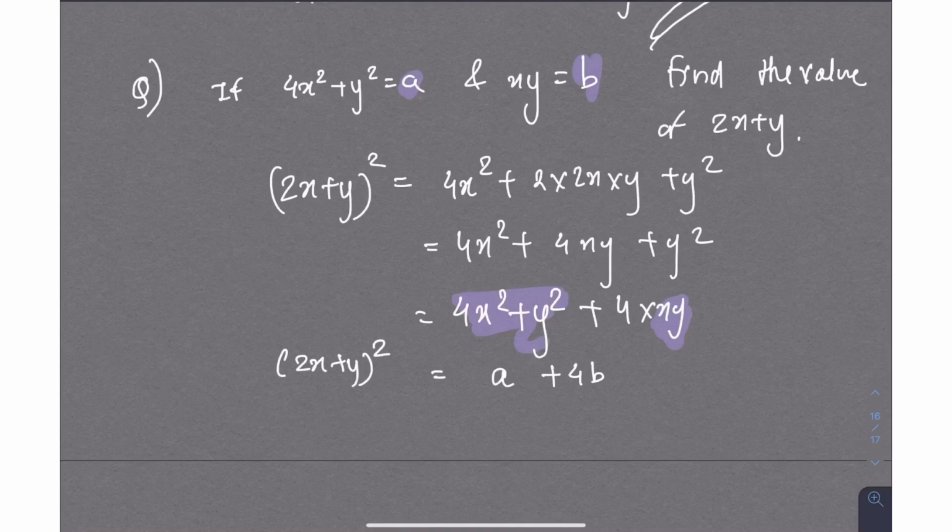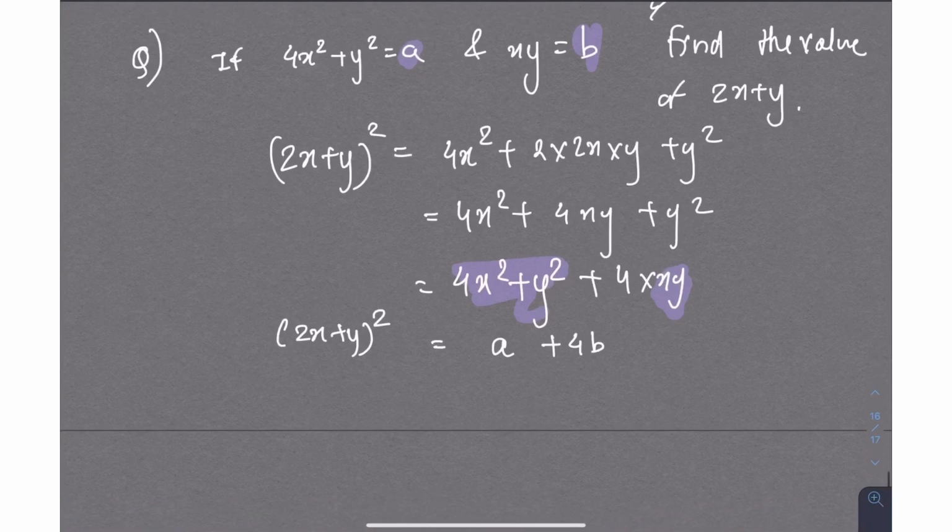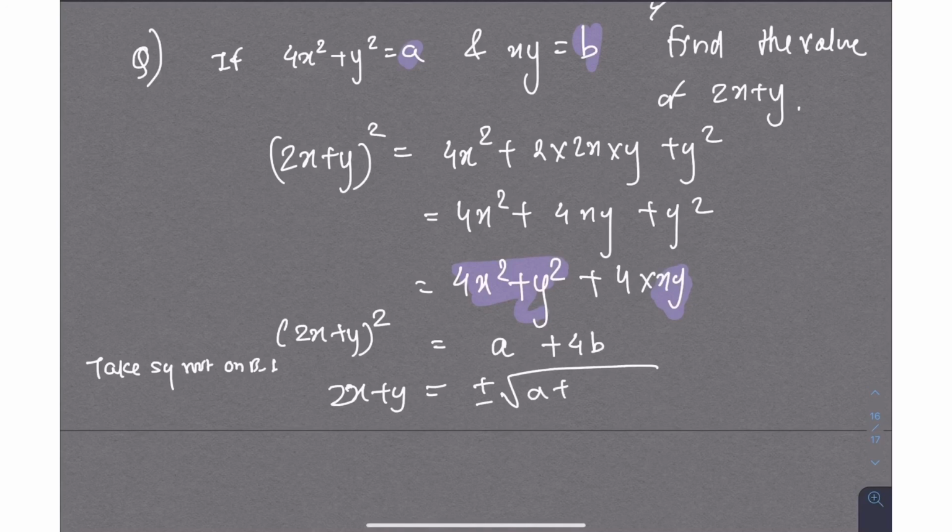But ये चाहिए था क्या? नहीं. What we want is find the value of 2x plus y. So square is extra. So what we need to do is take square root on both the side. And we know guys, जब भी हम लोग square root लेते हैं तो on the left hand side we'll get 2x plus y, and when we take square root we always get two values, plus and minus. So this is the answer guys. 2x plus y का value is plus or minus root of a plus 4b.